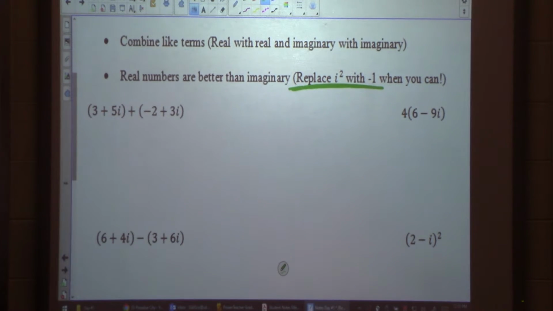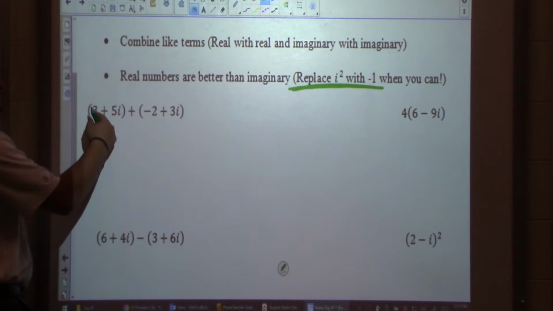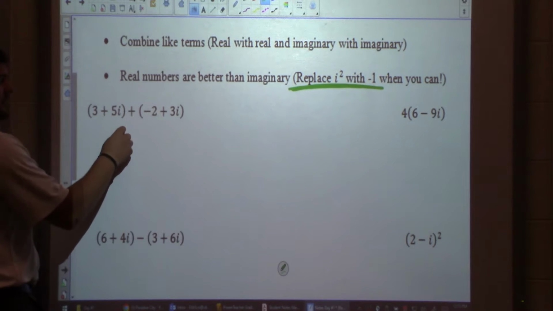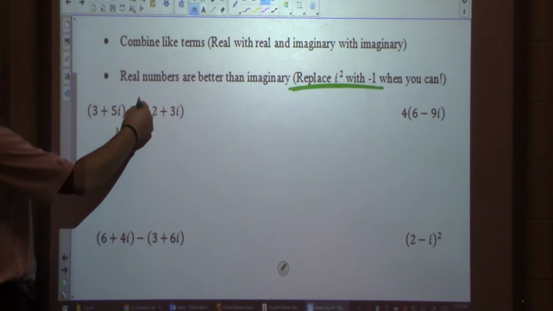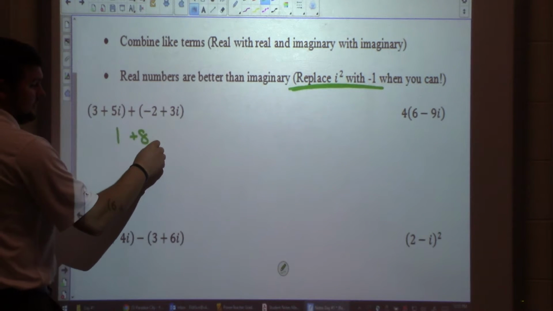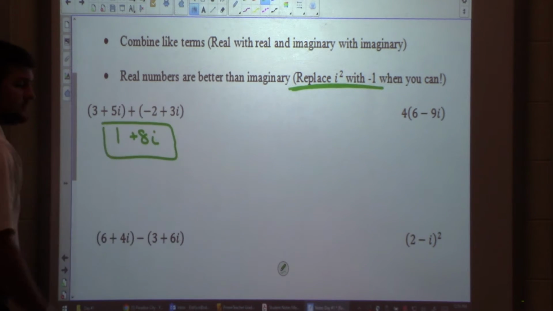So if we look at our first problem, 3 plus 5i plus negative 2 plus 3i, all I'm doing is adding and combining like terms. 3 plus negative 2, my real parts, give me 1. My imaginary parts, 5i plus 3i, will give me 8i. That's my answer. It's in standard form, a plus bi.